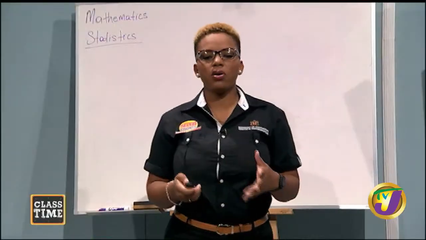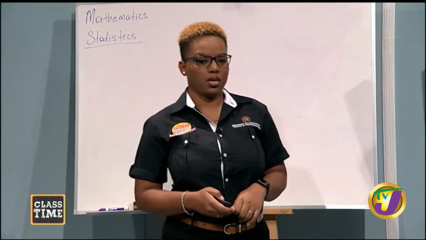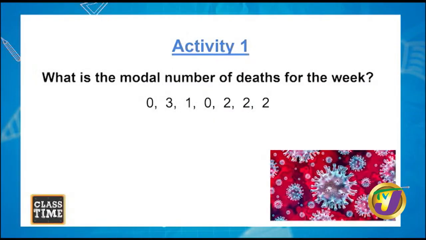All right. So then what is the modal number of deaths for the week? In this case, you would see that 2 is the number that is most frequent. Therefore, the modal deaths for that week would be 2. Okay. Easy. I see 2 coming up most, so definitely.